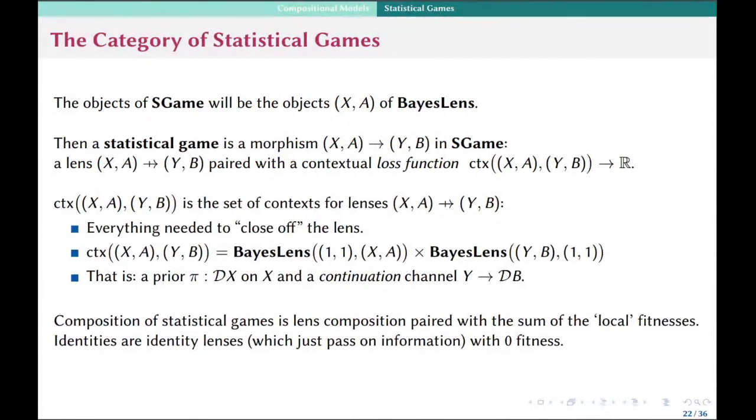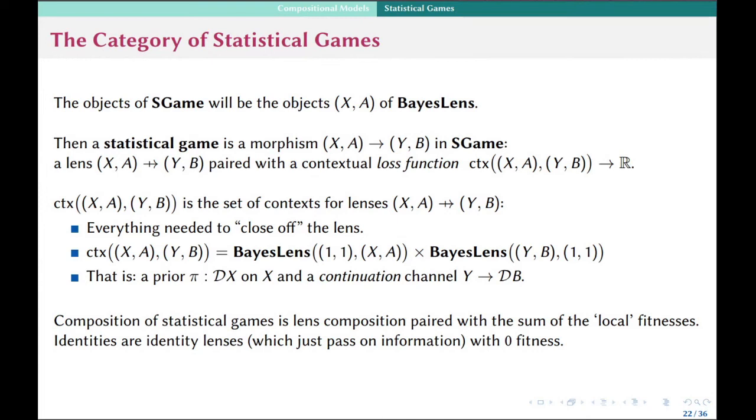So the category is going to have objects which are the same as the objects of the category of Bayesian lenses, so that's pairs of spaces, often just the same space twice. And a morphism is going to be one of these Bayesian lenses equipped with a loss function, which takes contexts, which I'll define in a moment, into real numbers that say how good the system is at doing the prediction. These contexts are everything needed to make this lens, which takes inputs and gives outputs, into a closed system.